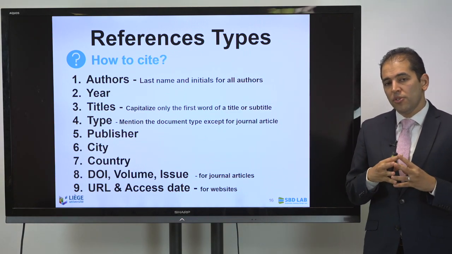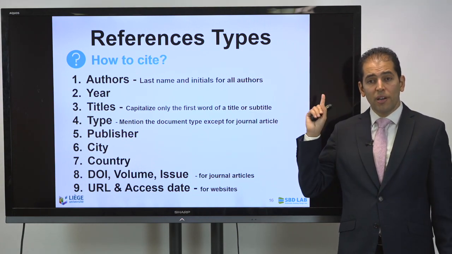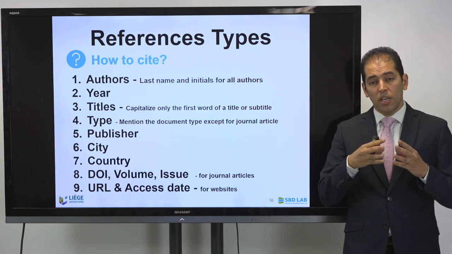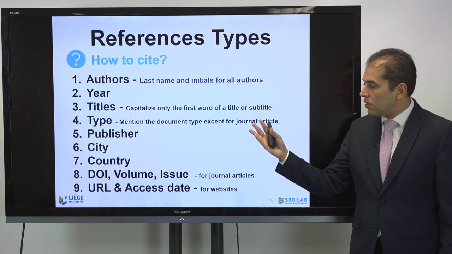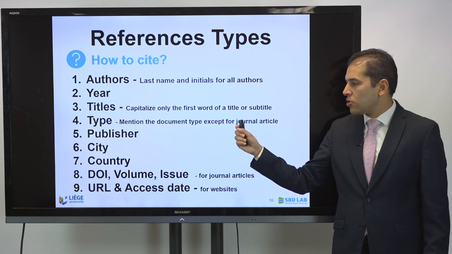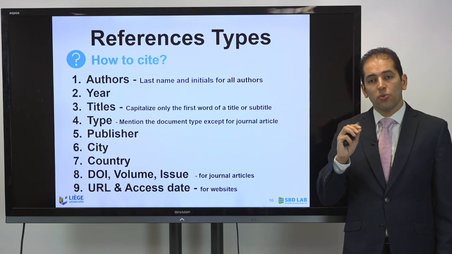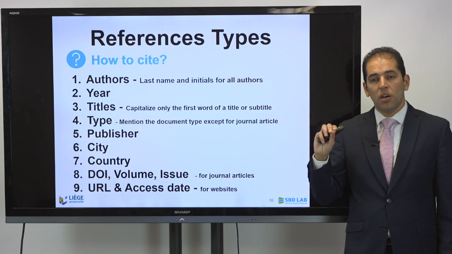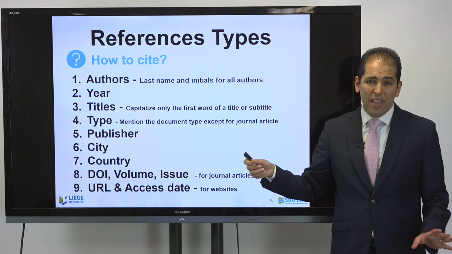So let's start with the first information that must be in all references: the authors. I need to have the last name and the initials of the authors included in the reference, then the year, then the title of my document or reference, and you need to make sure to capitalize only the first word of a title, or the first word of the first sentence of the title of your document or reference. Then you need to define the type, not every time.